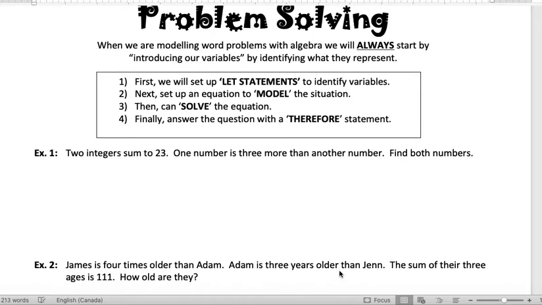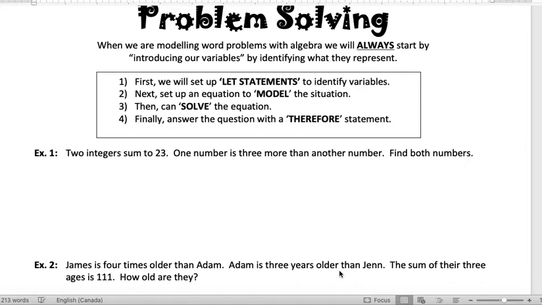So when we're modeling word problems with algebra, we always start by introducing our variables, by identifying what they represent. So these are the steps that I want to see when you guys are problem solving. When you're doing your work, each of these steps needs to be followed. I need to see clearly each one of these steps. So the first step is the let statements. This is where we identify our variables. You have seen these before. They're let x represent, or let m represent, or let x be. Whatever it is, we need to define our variables or identify them.